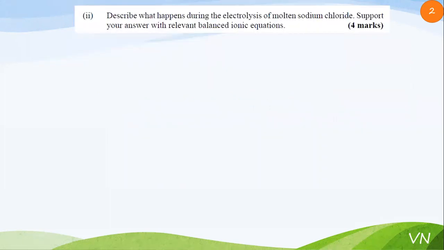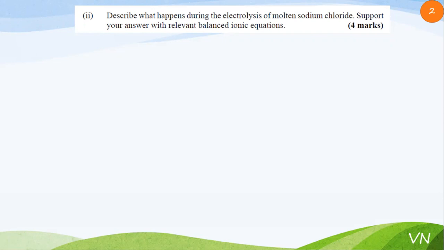Part 2 of the question. Describe what happens during the electrolysis of molten sodium chloride and support your answer with relevant balanced ionic equations. So just now we looked at the electrolysis of concentrated sodium chloride solution, but now we're talking about electrolysis of molten sodium chloride. So let's talk about the ions present first before we start analyzing or making a judgment about what is going to happen.